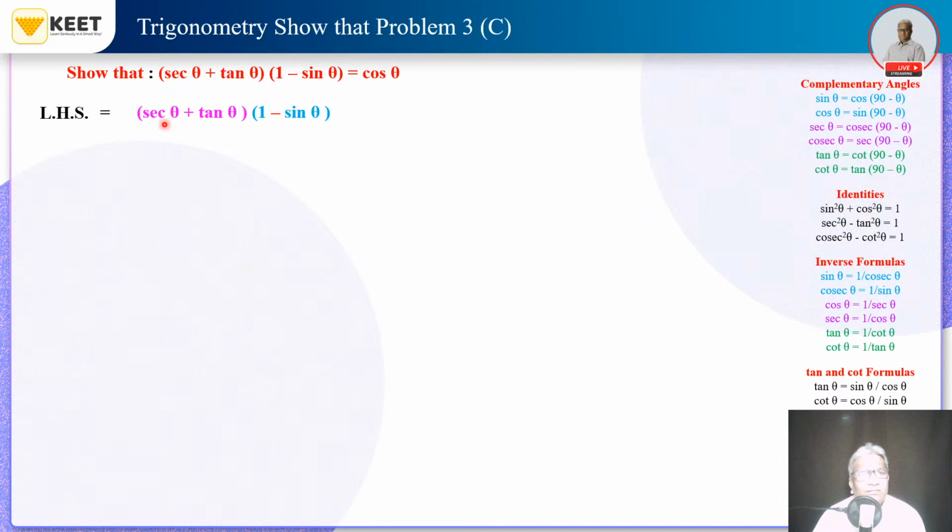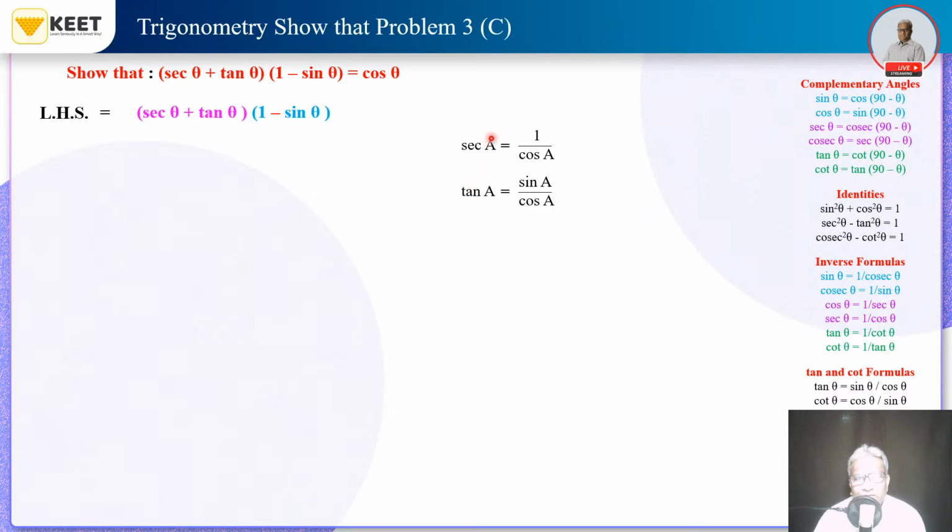That is sec theta, the basic is 1 upon cos. Tan theta, the basic ratio is sin upon cos, rest keep as it is. So converting it in basics, here we have on the screen sec theta is equal to 1 upon cos theta and tan theta equals sin theta upon cos theta.